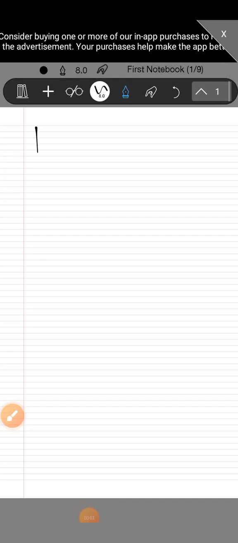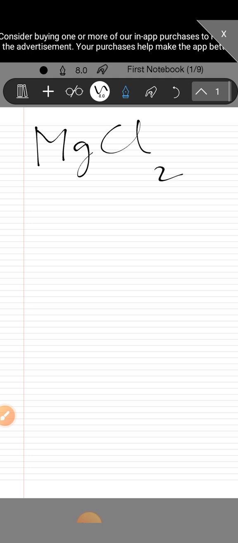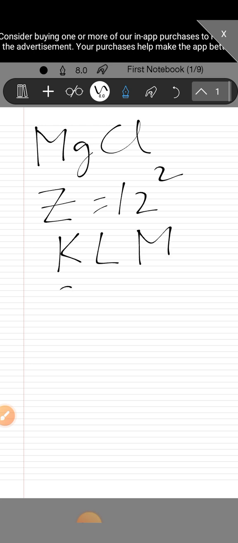Today we will be learning about the formation of MgCl2, magnesium chloride. Magnesium is a metal and the atomic number of magnesium is 12. If I distribute the electrons in the respective orbits or shells, K, L and M, the K shell accommodates a maximum of 2 electrons, the L shell 8. Now the remaining 2 electrons are filled in the M shell.